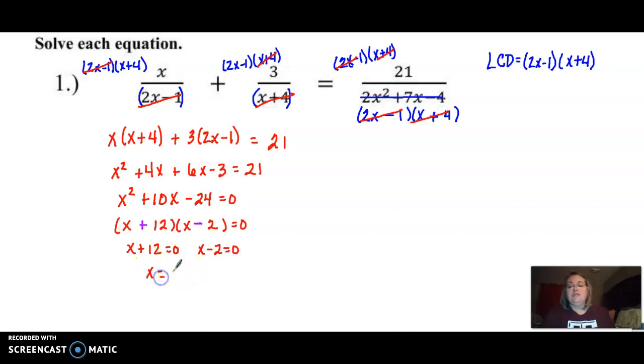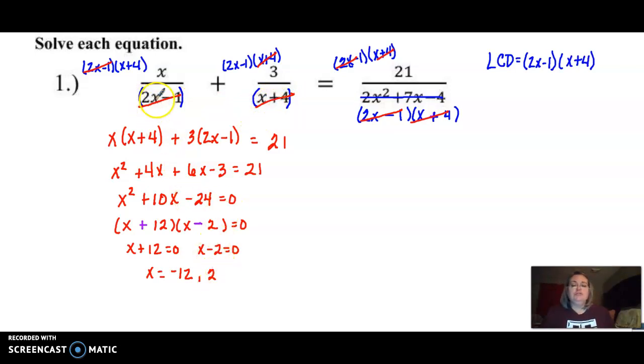And solve: x is equal to -12 and x is equal to 2. We can do a quick check on my two factors. If I plug -12 in, that's -24 minus 1 is -25, that's good. If I do -12 plus 4, it's not 0, so that's good.